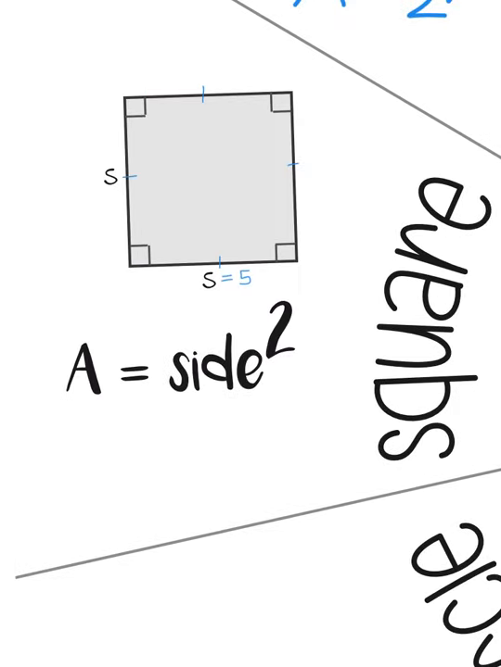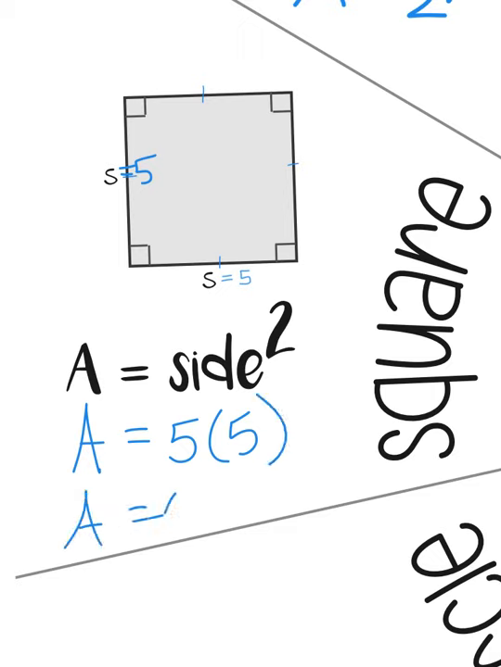What we know about a square is that all 4 sides are the same. So if this S is 5, so is this side. So it's side squared or side times side. So it's 5 times 5, which equals 25 units squared. Okay, so there's your square.